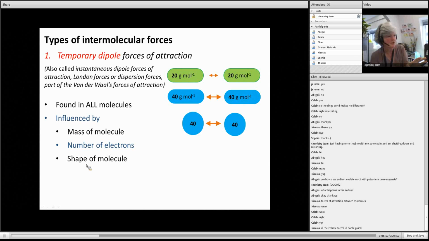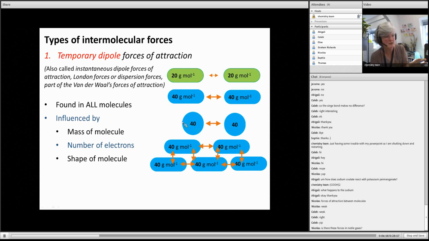So here for the shape, I'm trying to show a round molecule. So there's not much point of contact, so it can't form very many attractions between them. But if I have a longer molecule rather than round, I can have more points of contact between them.